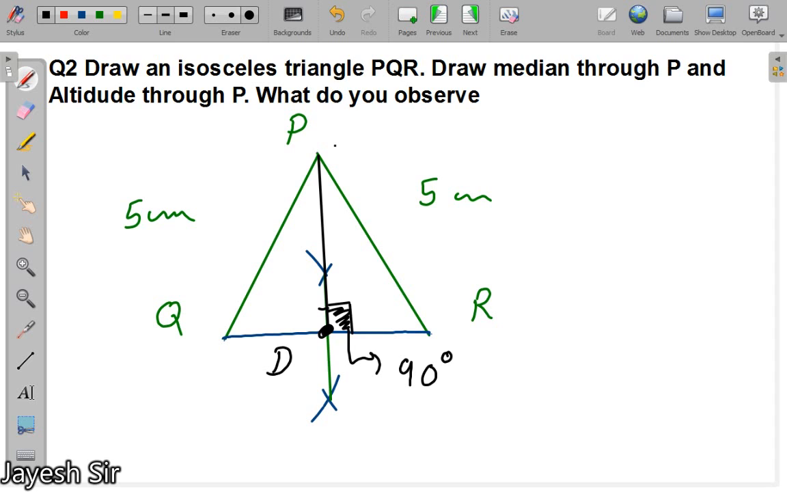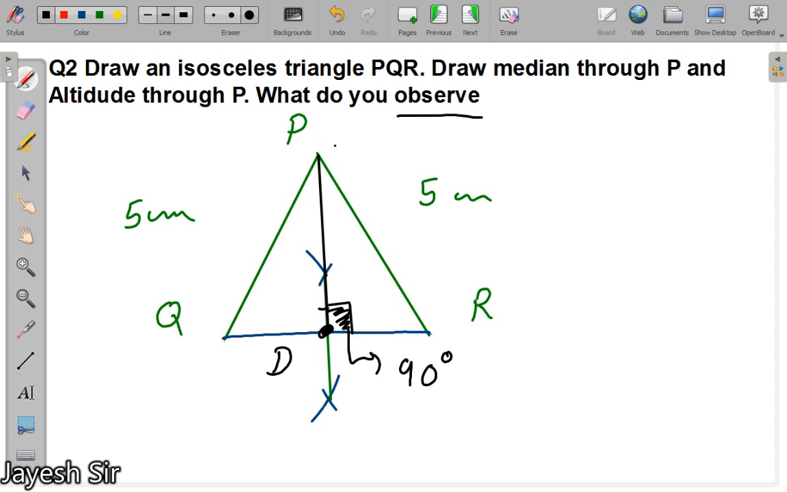So what happened here is, for this isosceles triangle, the median and the altitude are the same line. What you observe is, for this isosceles triangle, you can write this down as well: for this isosceles triangle, median and altitude are the same line. I am repeating again, for this isosceles triangle, median and altitude are the same line.